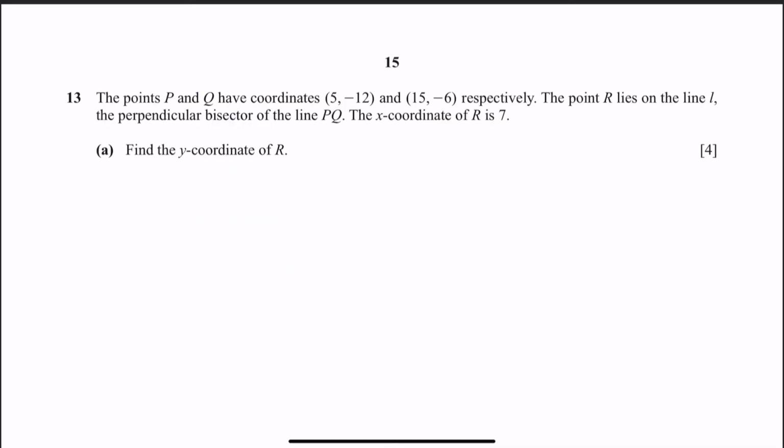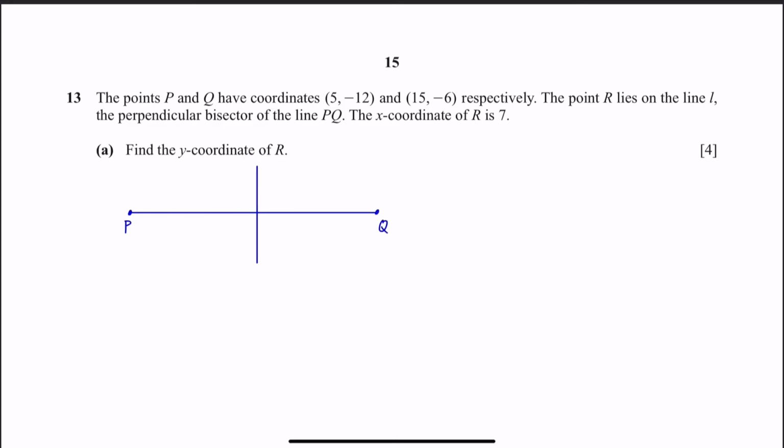For question 13, we have the points P and Q with these two coordinates, and point R lies on the line L, which is the perpendicular bisector of the line PQ. The x-coordinate of R is 7. So we have a line, this would be P, and this would be Q. So we have a perpendicular bisector over here.